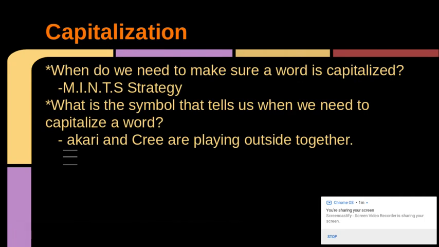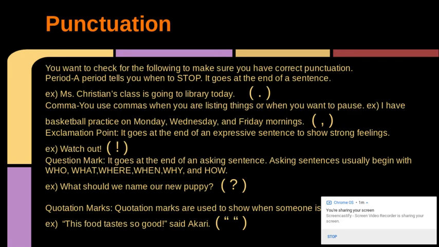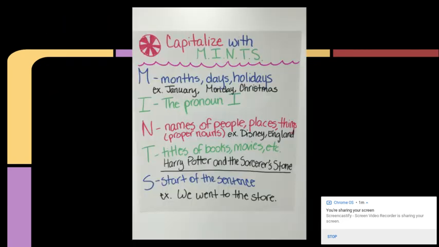So capitalization. What you need to do is, when do we need to make sure a word is capitalized? If you have forgotten or need a reminder, I'm going to go over the MINTS strategy on the next slide. Okay, there it is. Sorry. So capitalizing with MINTS. The M in MINTS stands for capitalizing months, days, and holidays.